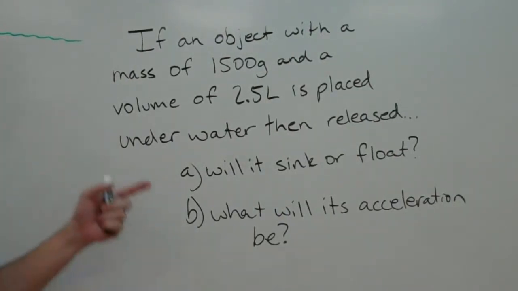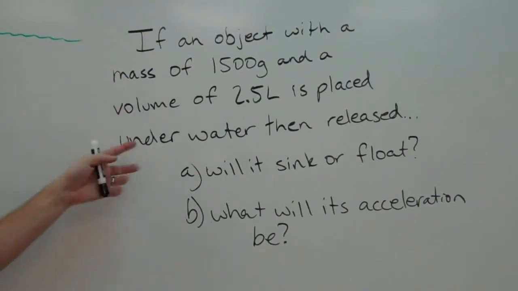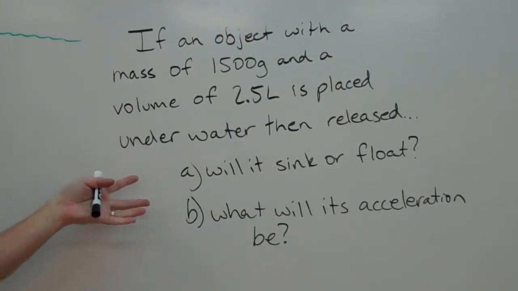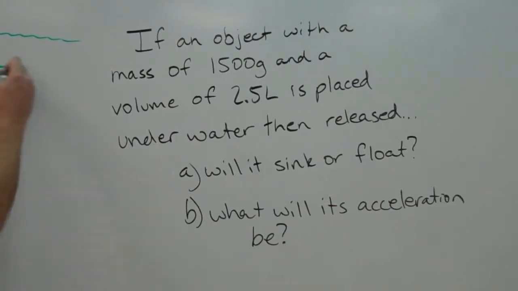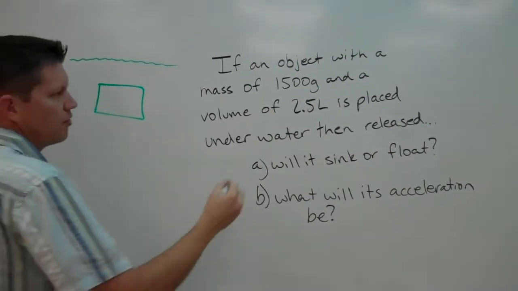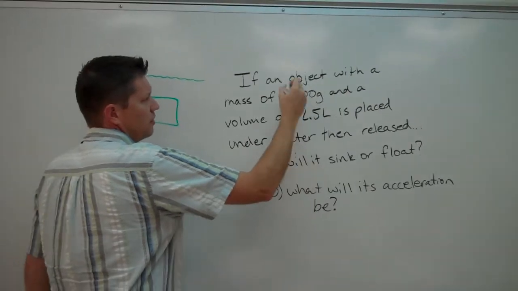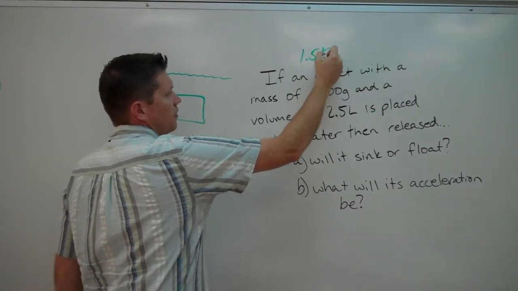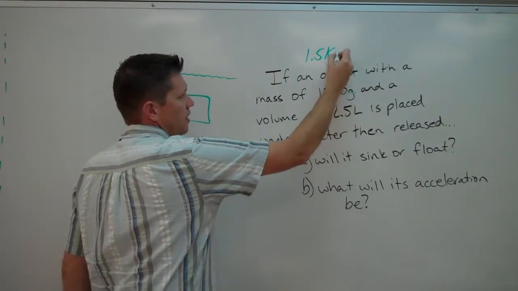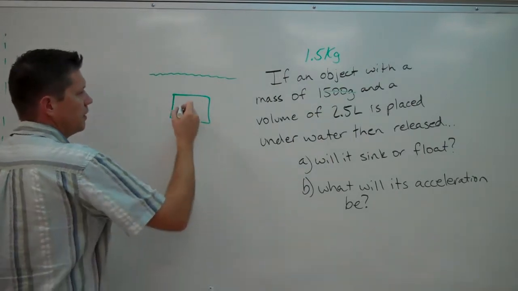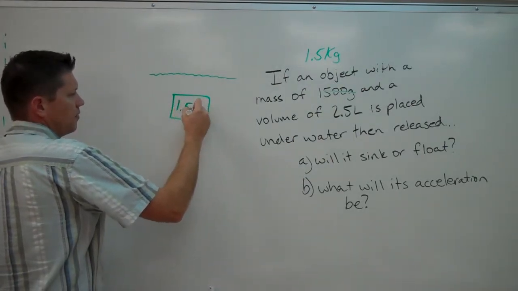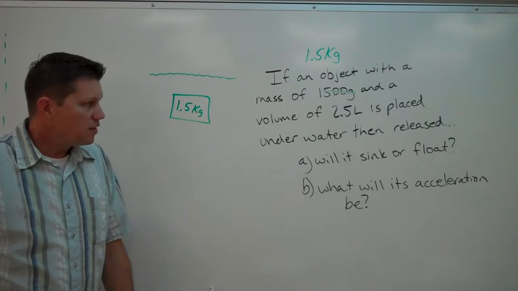In our next question, we need to decide if this object is going to float or is it going to sink. So we know that the mass is 1,500 grams. So I'm going to draw it underwater, and I'm also going to convert. We know to convert this, it becomes 1.5 kilograms. And I'm going to gently scratch that out so I don't try to use 1,500. 1.5 kilograms. Now it's underwater.